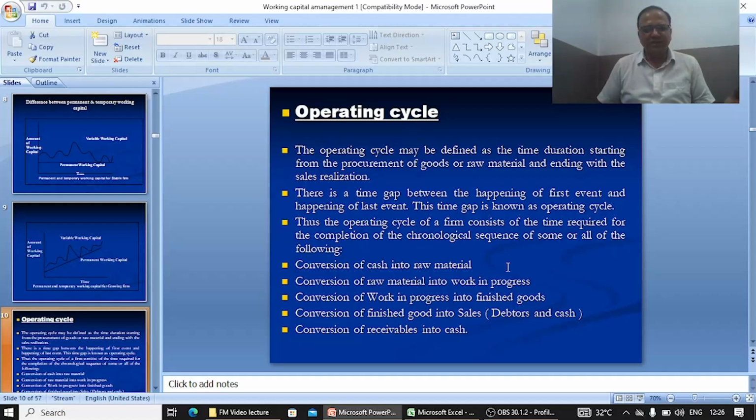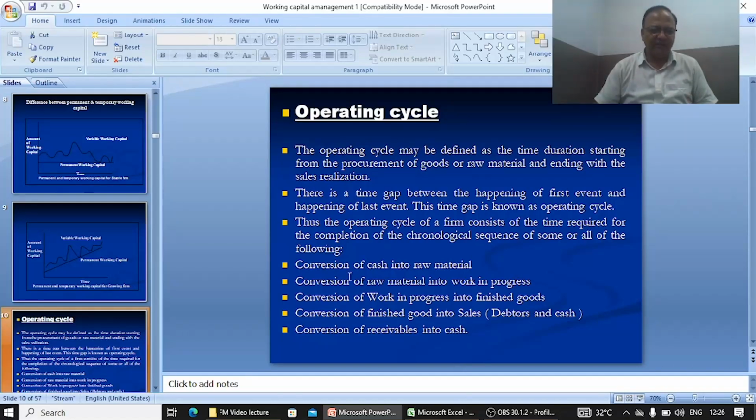Suppose the organization purchased raw material on 1st, it converted into finished goods on 15th, and these finished goods were converted into cash on 30th April. So the operating cycle will be of 1 month. Thus, the operating cycle of a firm consists of the time required for the completion of the chronological sequence of some or all of the following. So in a nutshell, you can say these 5 points we have to add. Then we can say this is an operating cycle.